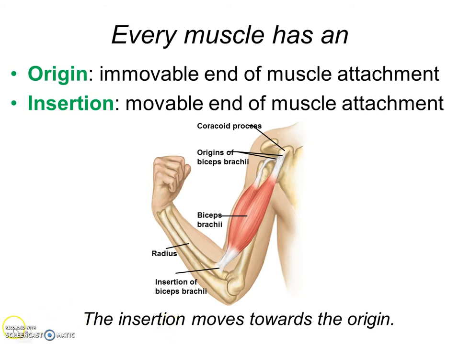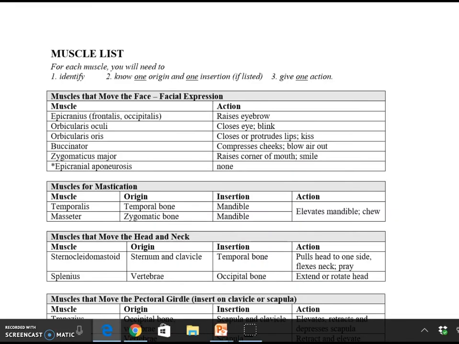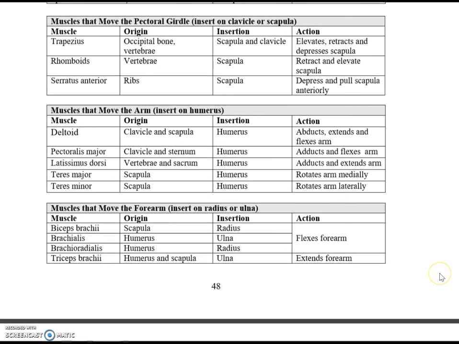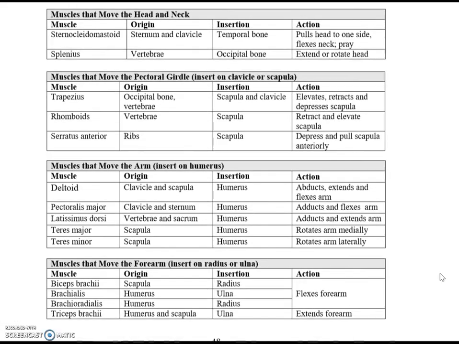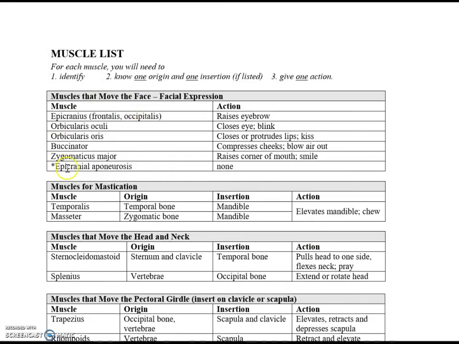So let's take a look at your muscle list since we'll be referring to it throughout the lecture. In fact, you should have your muscle list out with you as you go through this lecture. I've shown you the muscle list here in your lab manual on pages 48 and 49. Now notice, with the exception of the face, for all of the rest of the muscles, you'll see the muscle name here in the left column.